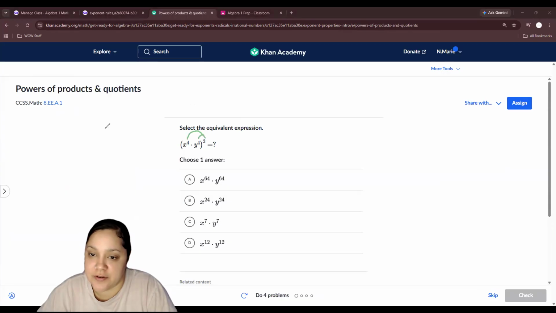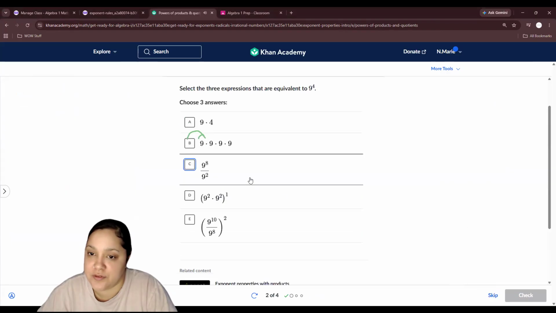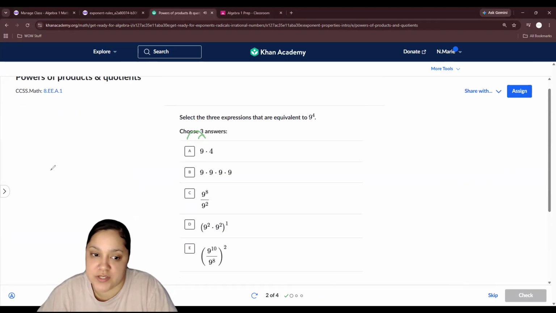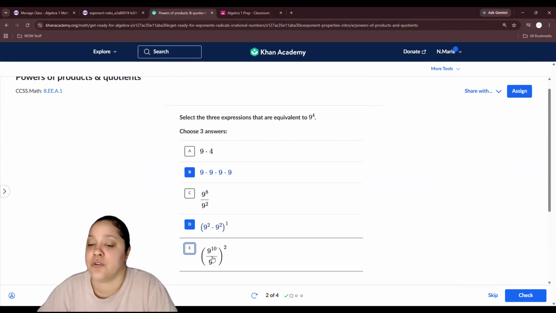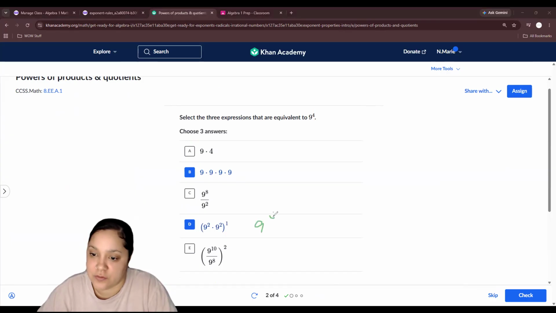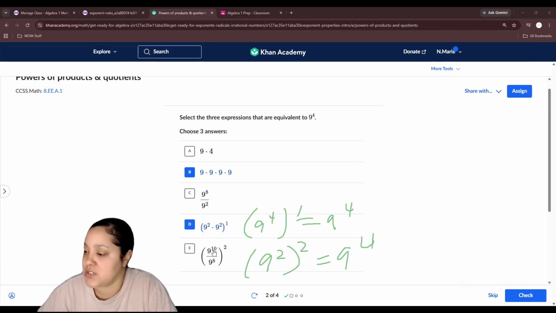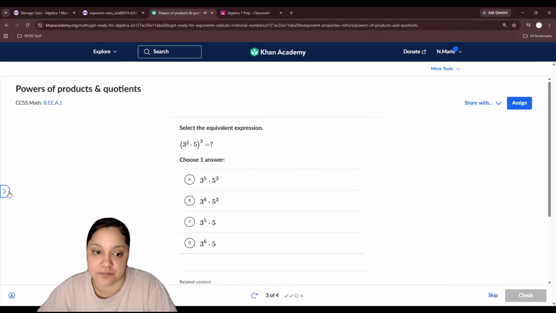And this one has raising to the power. So you want to raise to the power here and here, which will get you x to the 12th, y to the 12th. Now, which are equivalent to 9 to the 4th? Well, this is 8 minus 2 is 6, so not that. This would be 9 to the 4th raised to a power of 1, which will also get you 9 to the 4th. 10 minus 8 is 2 raised to a power of 2, which is also 9 to the 4th. So you can see these are all 9 to the 4th. They just need to be simplified.